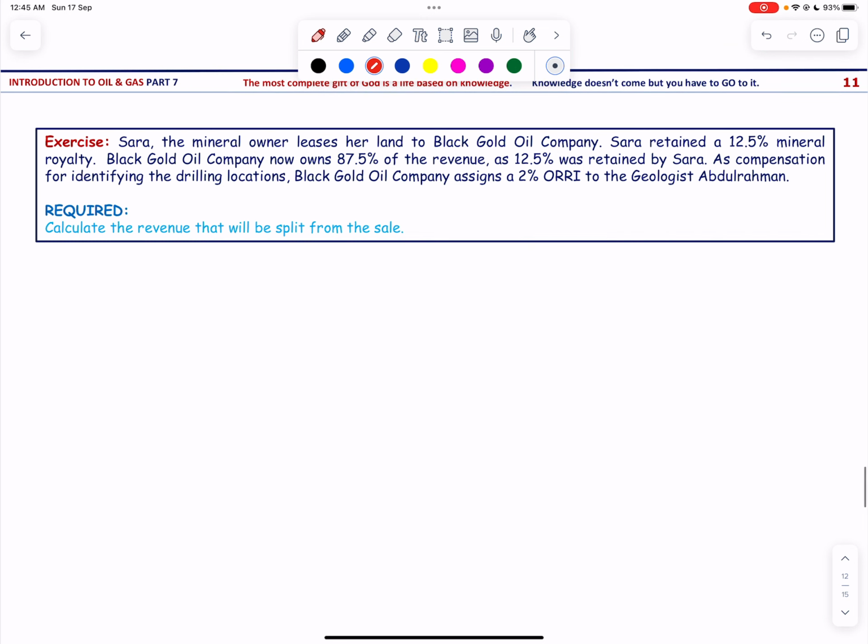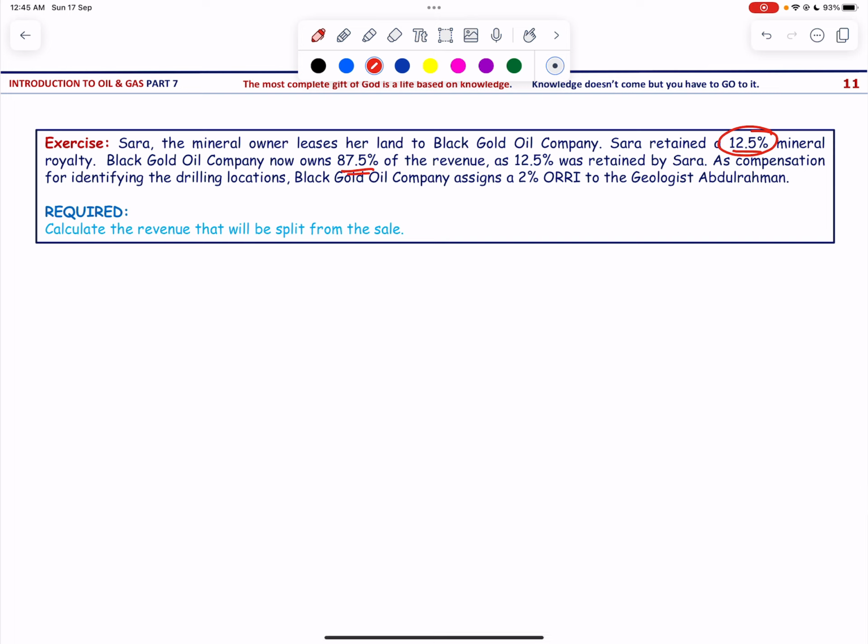Sarah, the mineral owner, leases her land to Black Gold Oil Company. Sarah retains 12.5% mineral royalty. Black Gold Oil Company now owns obviously 100 minus 12.5, that is 87.5% of the revenue, as 12.5 was retained by Sarah. As compensation for identifying the drilling locations, Black Gold Oil Company assigns 2% overriding royalty interest to geologist Abdul Rahman. Calculate the revenue that will be split from the sale.